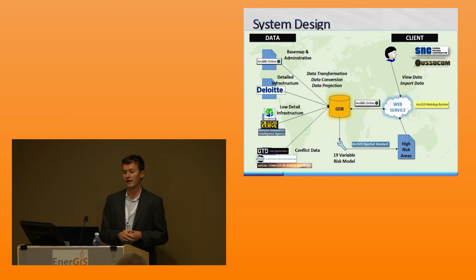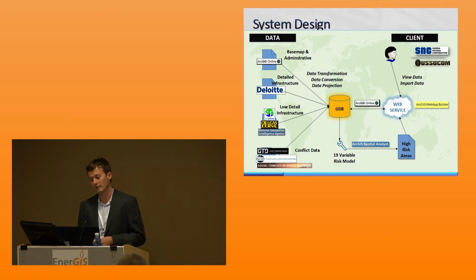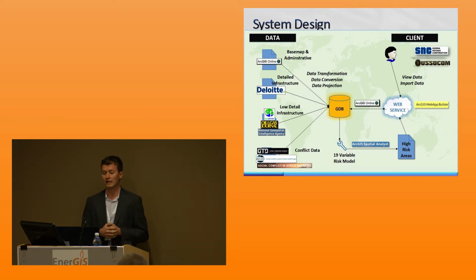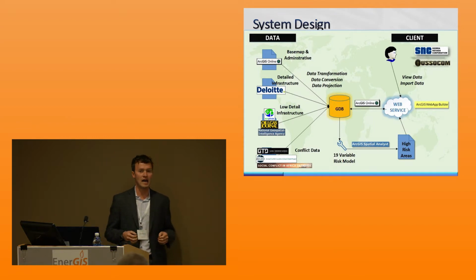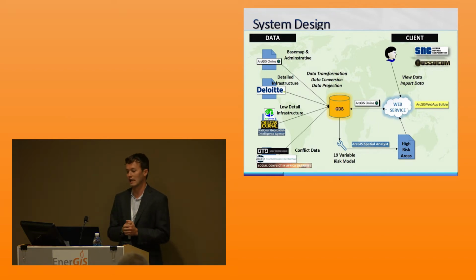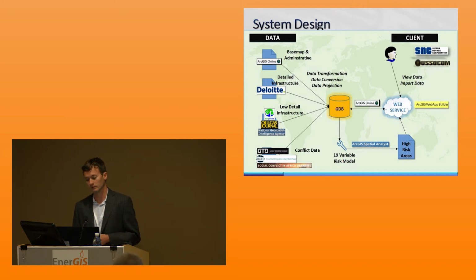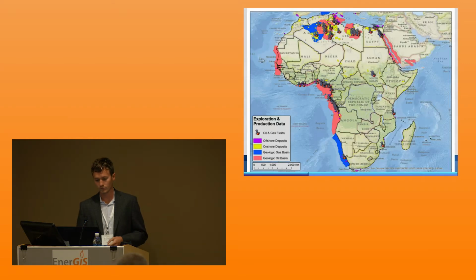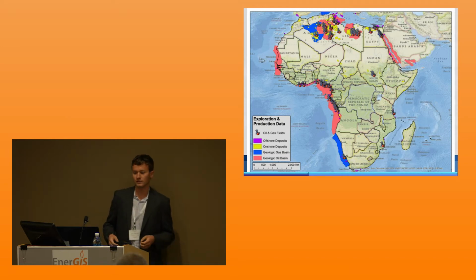All this information was compiled, transformed, converted, and reprojected into a standardized file geodatabase, upon which tools from ArcGIS Spatial Analyst were used to help identify high and low risk areas of oil and gas infrastructure attack for the client. All this information was pushed up to the cloud and a web service using ArcGIS Online and the ArcGIS Web App Builder. From here, the client is able to view data, but also go in and import their own data sets.